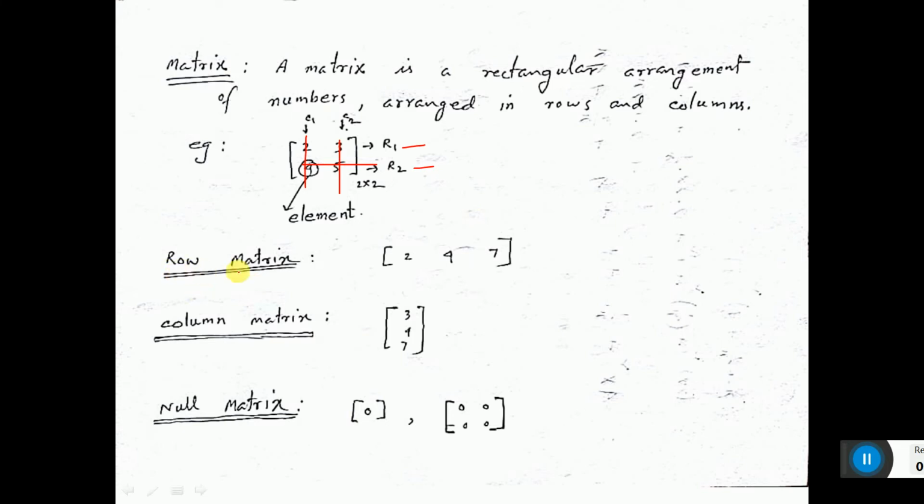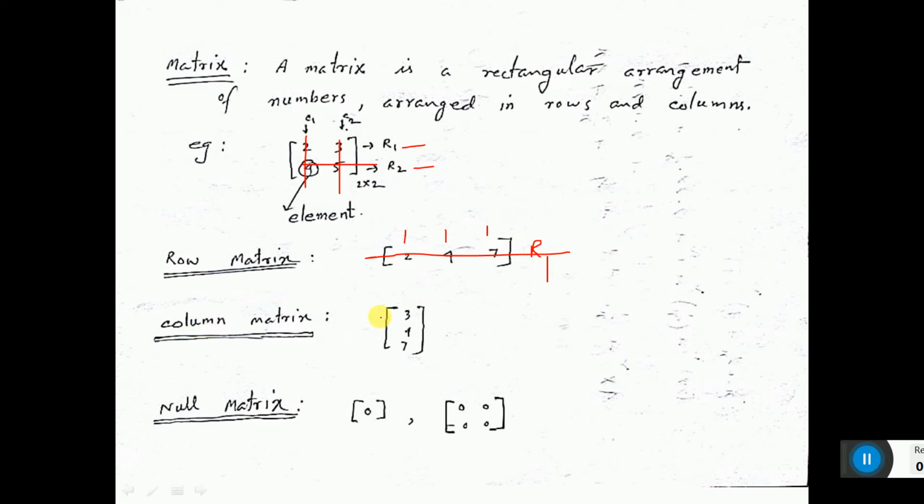Now row matrix. What is called row matrix? If in a matrix there is only one row, see here only one row, that is why this is called row matrix. And how many columns? 1, 2, 3. There are 3 columns, but this is a row matrix because only one row. This horizontal line is called a row, so there is one row.